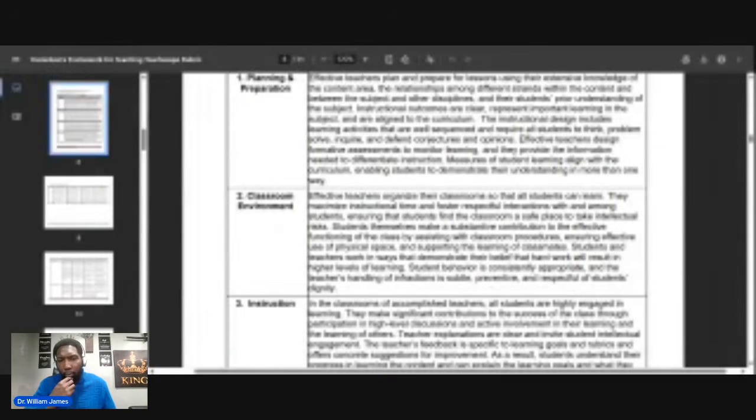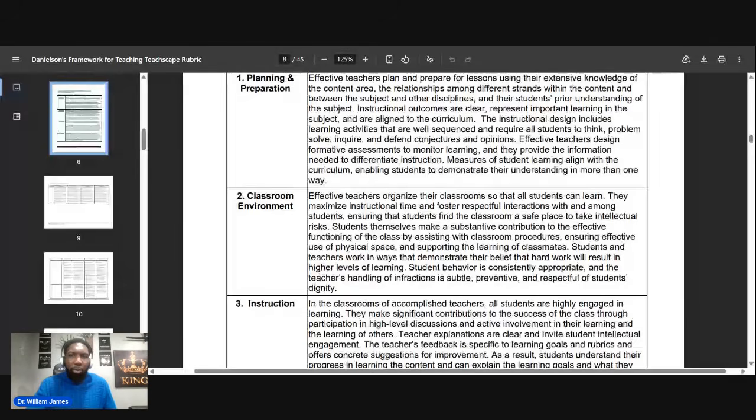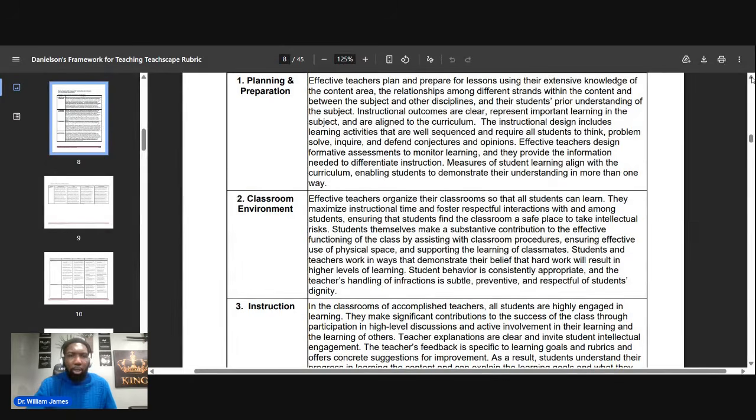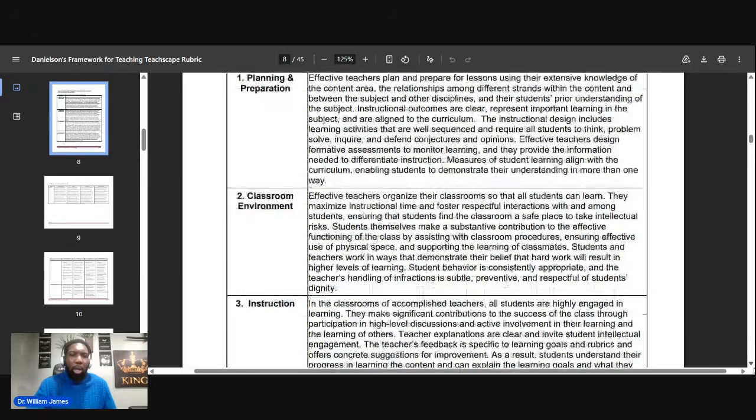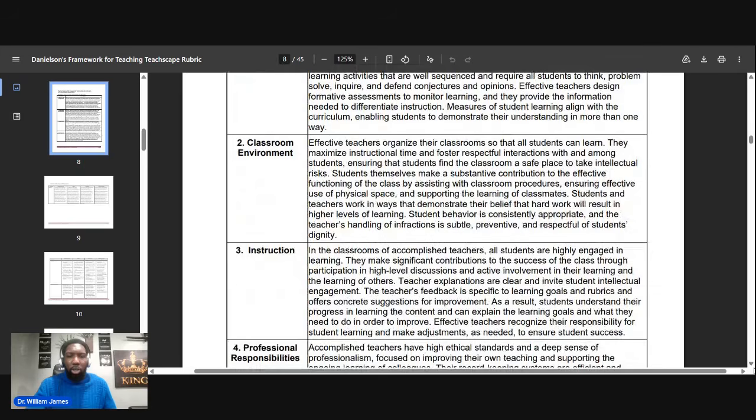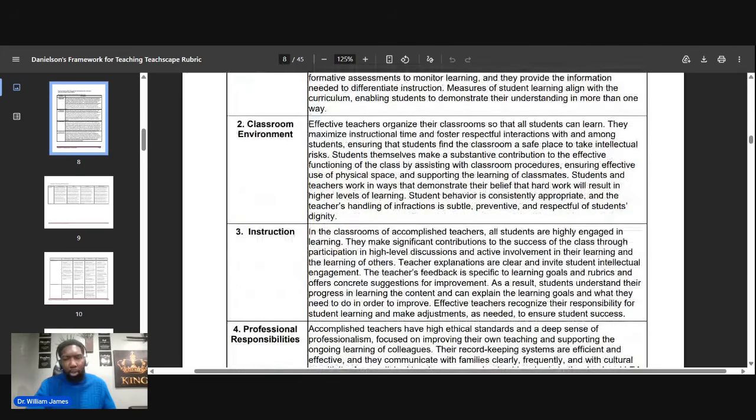But let's look at these evaluations, okay? Let's look at this. So the main framework that is used for evaluations is the Danielson framework. It was created by Charlotte Danielson in 1996, which is now 30 years ago. It's broken up into four dimensions, right? And in that four dimensions, we have 22 components. So one is planning and preparation. Then you got classroom environment. Then you got instruction. And you got professional responsibilities.